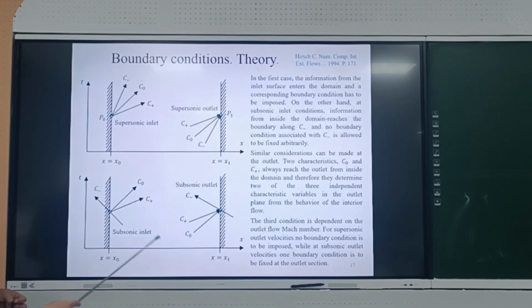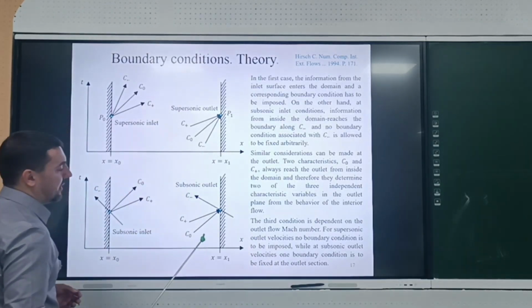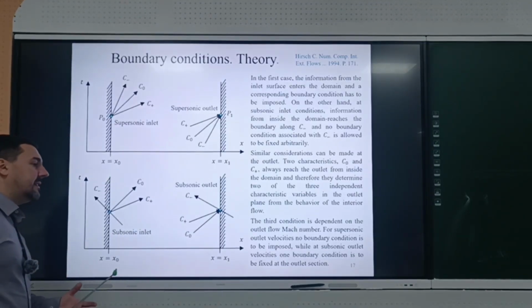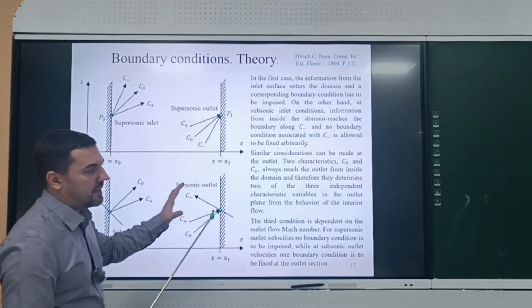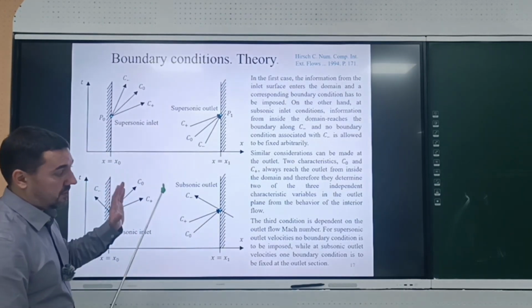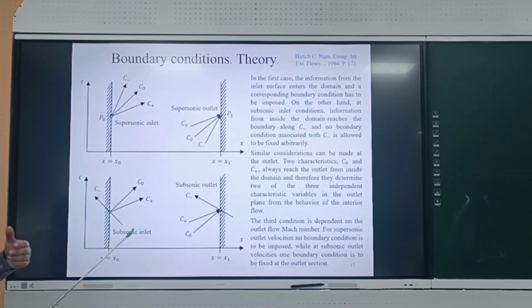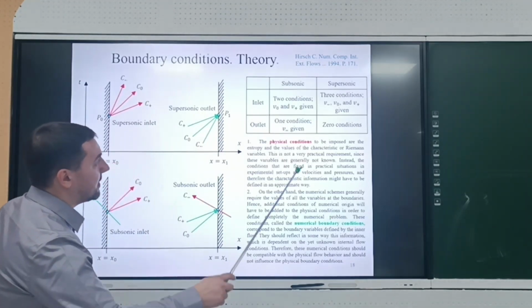But as for subsonic outlet, we have one characteristic that comes from outside of our domain, and it means that we need to specify something. For example, the popular statement is the statement with certain static pressure, and other conditions can be obtained from consideration of relationships for C minus and C0 characteristics. And this is the brief summary.